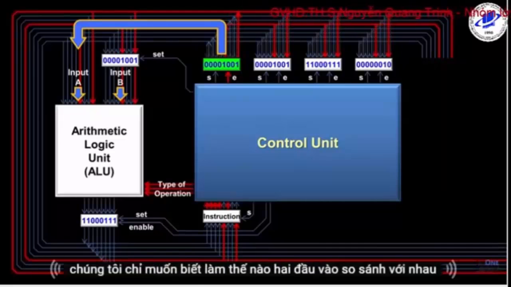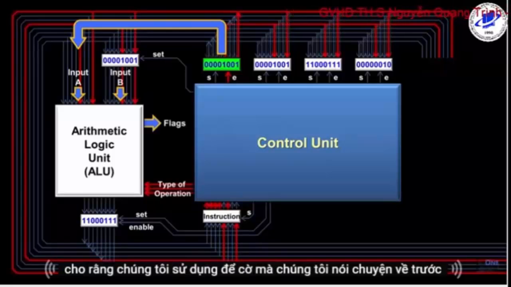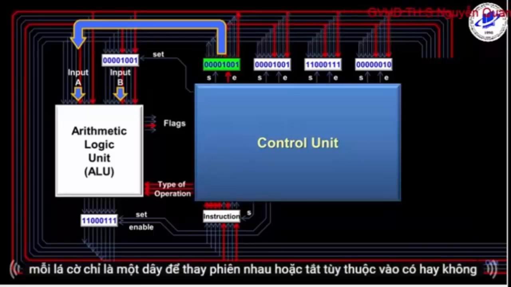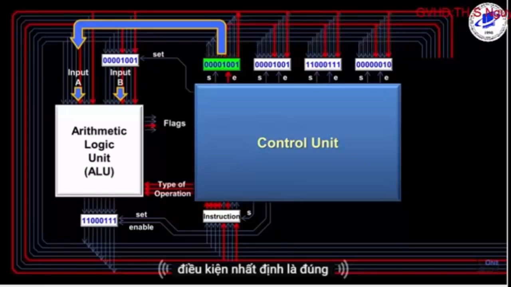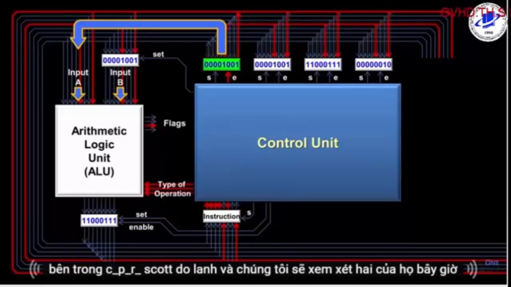We only want to know how the 2 inputs compare to each other. For that, we use the flags that we talked about earlier. Each flag is just a wire that turns on or off depending upon whether or not a certain condition is true. Inside the Scott CPU, there are 4 flags, and we'll look at 2 of them now.